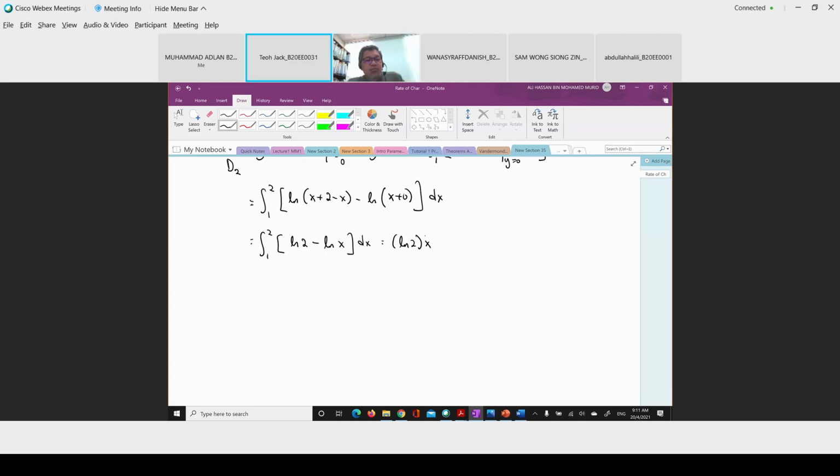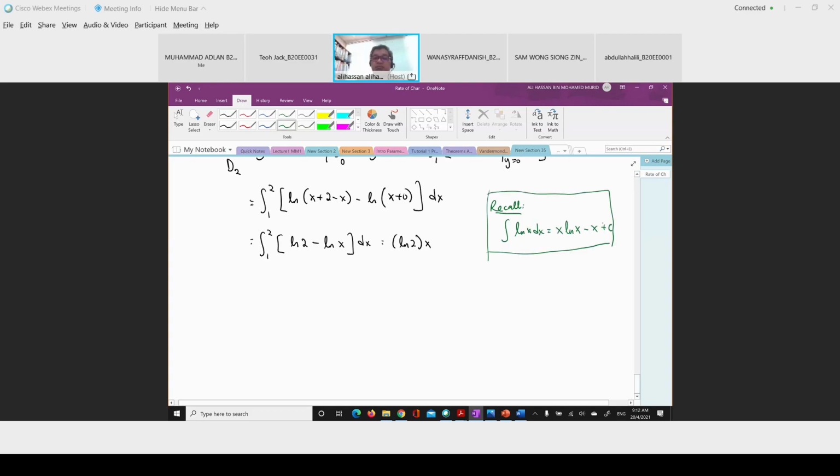Let me recall this integral formula. The integral of ln x dx, what is it? We have done this before, right? Yes, by integration by parts actually. It's not maybe, I'm certain. This is the integral for ln x. We have used this formula previously. This formula is obtained using integration by parts.